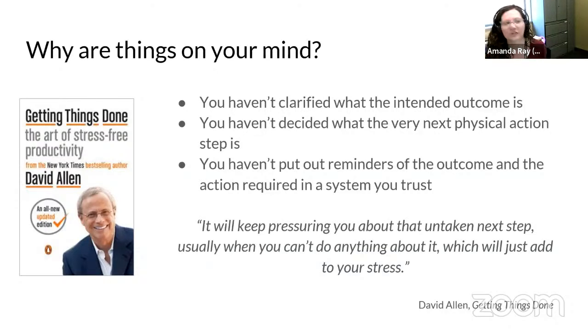And he asked these questions in his book. Why are things on your mind? Why are you kind of going crazy and being stressed? He's like, you haven't clarified what the intended outcome is. You kind of have things you need to do, but you haven't gotten what the goal is with all those things. You haven't decided what the next physical step is. You know what you're doing at the end or what you want achieved at the end, but you don't know the steps to get you there. And perhaps you haven't put out reminders of the outcome and the action required in a system you trust. Maybe you've got a bunch of things on Post-it notes.